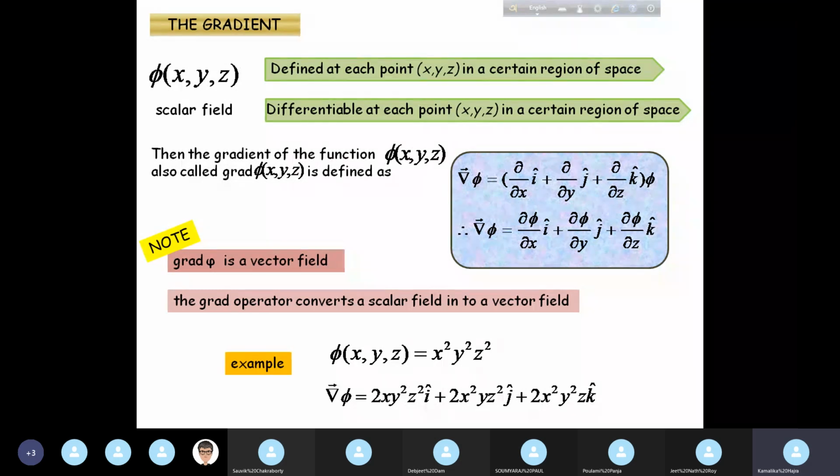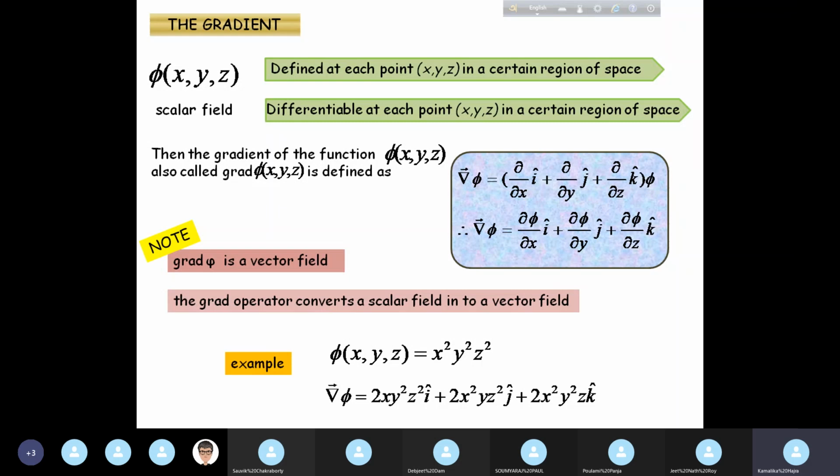Okay, so you differentiate first with respect to x, making it the coefficient of i cap, then with respect to y, making it the coefficient of j cap, and finally with respect to z, making it the coefficient of k cap. So starting from a scalar field, you take the gradient and the result is a vector field. All right. So we'll soon see what this means.